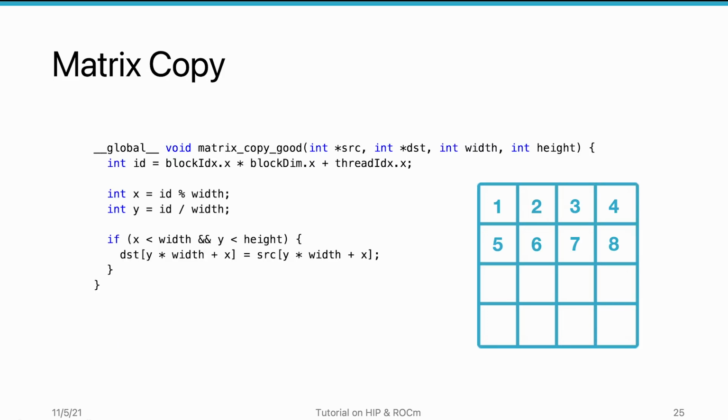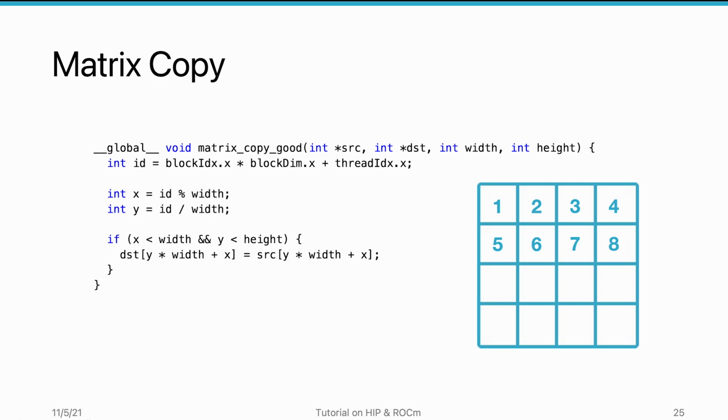So typically, we want to implement the matrix copy in this way. We call it matrix copy good. We have four arguments. The first one is the source, the next one is the destination, and we also pass in the width and height of the matrix. We find the ID of the element. Then we find the x coordinate and the y coordinate according to the ID. If this coordinate falls within the matrix, then we copy from the source to the destination. It's a very simple implementation. It's even a little bit more complicated than needed because we actually do not need to consider the coordinates, but this is the most natural way to write this program.